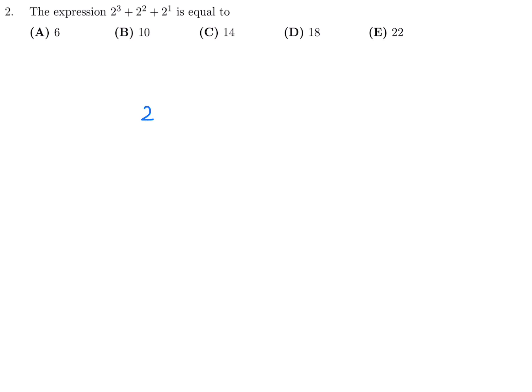The expression 2 to the power of 3 plus 2 to the power of 2 plus 2 to the power of 1. 2 to the power of 3 is 8, 2 squared is 4, and 2 to the power of 1 is just 2. And that means 8 plus 4, which is 12, plus 2, which is 14, is the answer to the question. Number 2, therefore, is C.